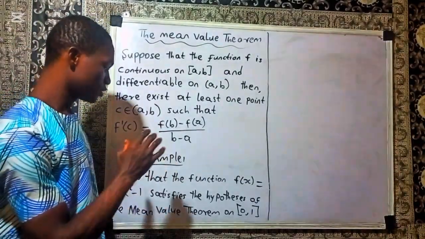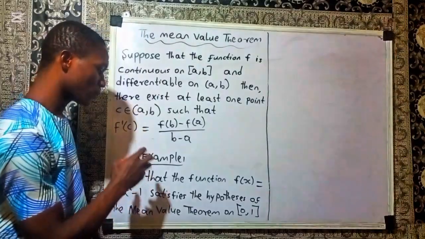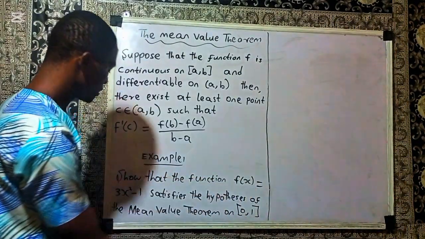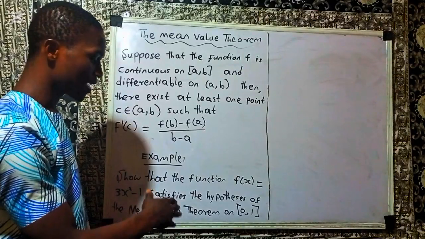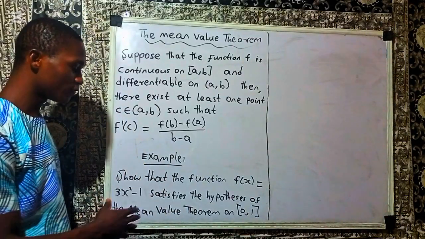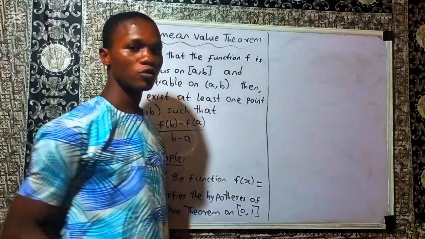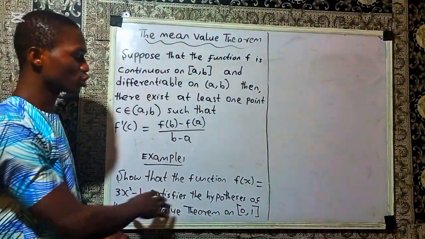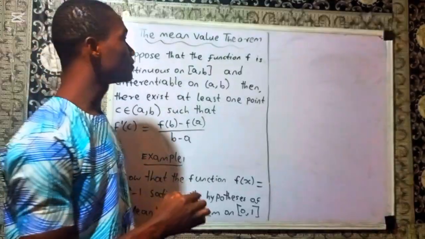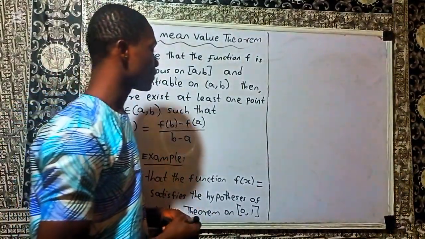So let's look at this example given here. Show that the function f of x, which equals 3x raised to power 2 minus 1, satisfies the hypothesis of the mean value theorem on this closed and bounded interval 0, 1. Now for this function to satisfy this mean value theorem, the function must be what? Continuous. The function must be continuous.